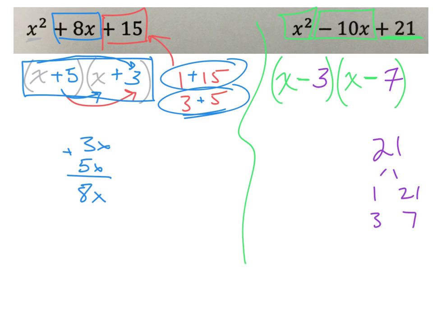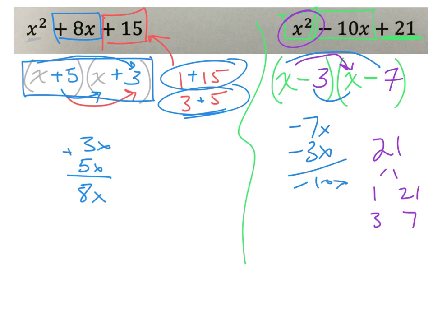3 and 7. And again, you can always check your answers by going through and multiplying. X times x gives me my x squared. Negative 7x minus 3x is going to give us our middle term, negative 10x. So we're 2 for 2. And then, of course, the last terms, negative 3 and negative 7 multiply to give us positive 21. And again, we know we are correct when we multiply to get back to where we started.